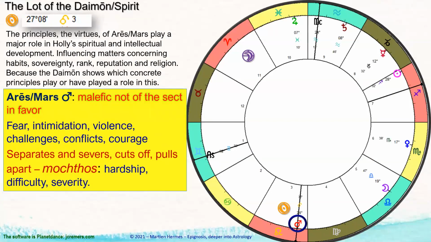And that has to do a lot with the issues that I'm showing here in this chart: fear, intimidation, violence, even challenges, conflicts, and demanding a lot of courage to withstand them. And the usual way in which Mars operates when he's not in control by the native is by separating and severing. So Mars has a tendency to cut things off and pull things apart. So that's the Greek word mochthos, hardships, difficulty, a certain amount of severity. Can you comment on that, Holly?